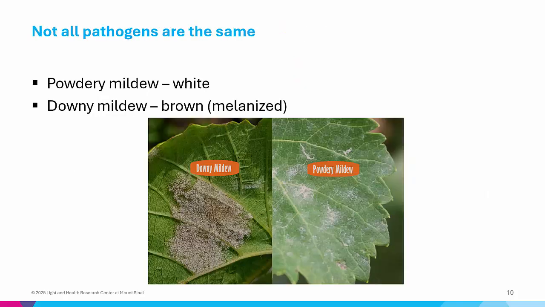Now, not all pathogens are the same. Here's an example of powdery mildew versus downy mildew. They both have the word mildew in their name, but downy mildew is brown and melanized and requires much higher dose compared to powdery mildew.